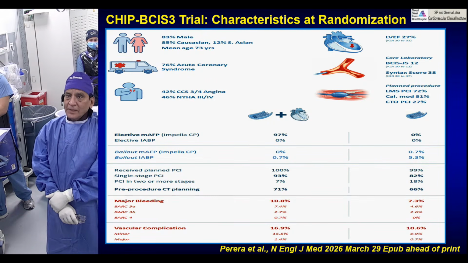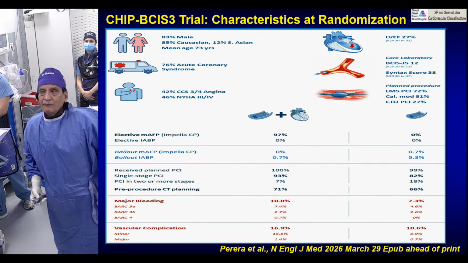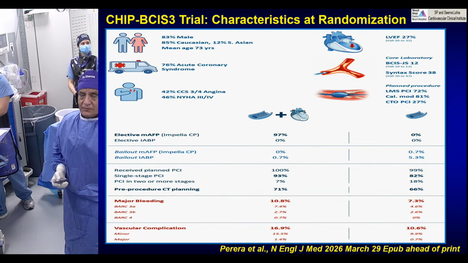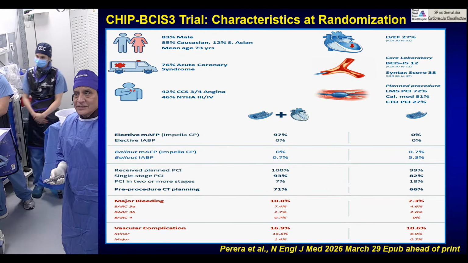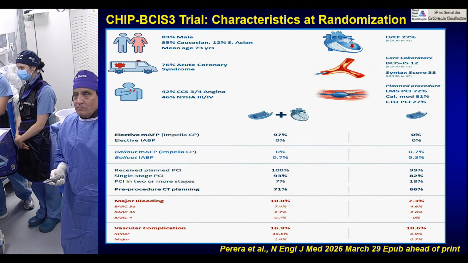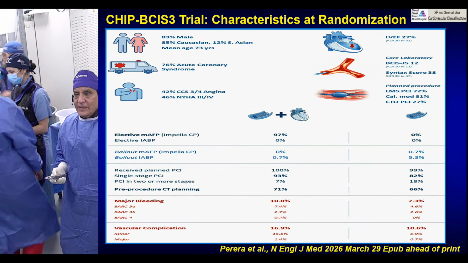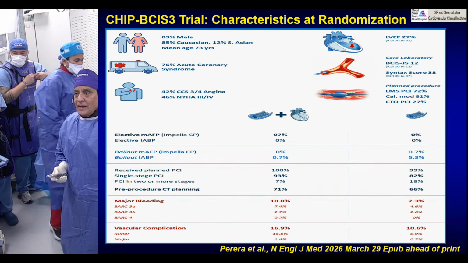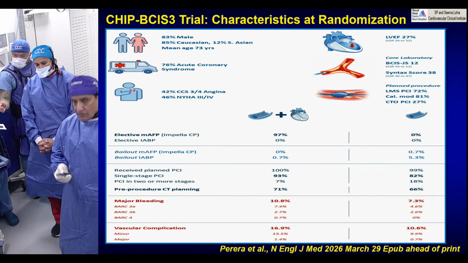Which were randomized to Impella versus standard of care. What happened is that we found major bleeding, which we expect to be higher with the Impella because of the 14 French sheath versus 7 to 8 French sheath, 10.8, and then vascular complications the same way, 16.9 in the Impella group versus 10.6. So very high major bleeding and vascular complications.